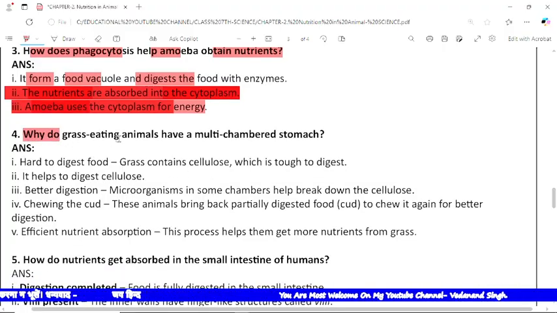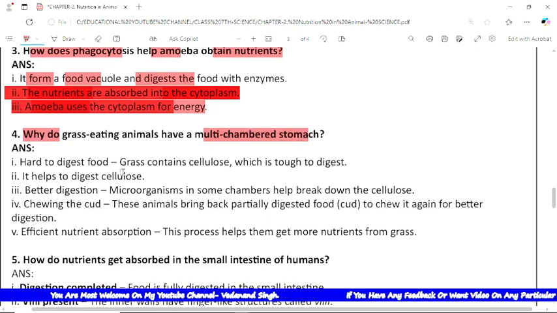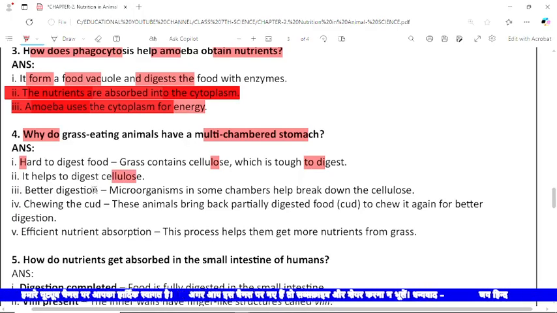Why do grass-eating animals have multi-chambered stomachs? The answer is given here. I have written a clear answer here. It would help you. The first is hard to digest. Generally, grass is not easy to digest because it contains cellulose, which is tough to digest. Along with it, the chambers help to digest cellulose. There are four chambers, and each chamber has different work. Now, better digestion means microorganisms in some chambers help break down this cellulose.